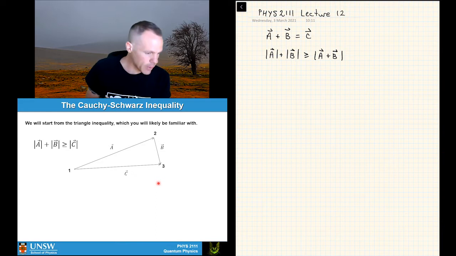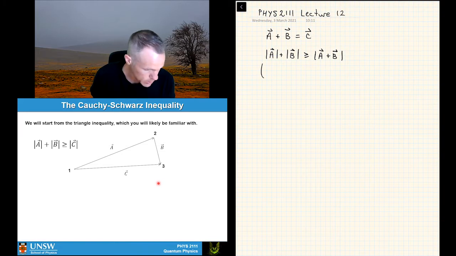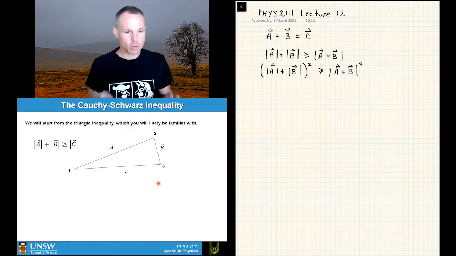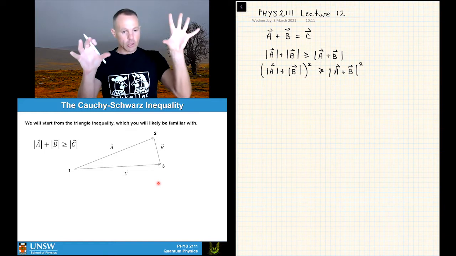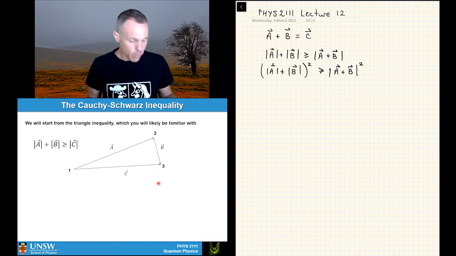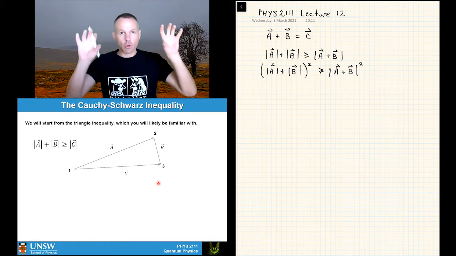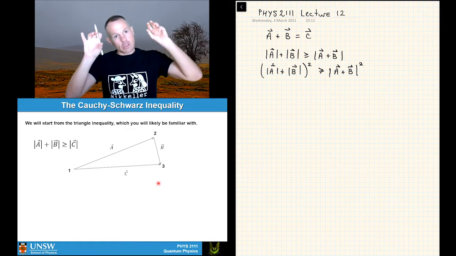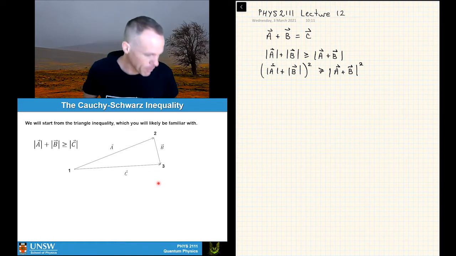So first step here is we take the equation that we've just got and we square it on both sides. So we would have the length of A plus the length of B, squared, is greater than or equal to the length of A plus B, squared. Okay, so what we've done is just gone, this is bigger than this. If I square both, the bigger one will be bigger once I square it. Okay, if you imagine, say, 2 is greater than 1, then square both sides, 4 is definitely bigger than 1.